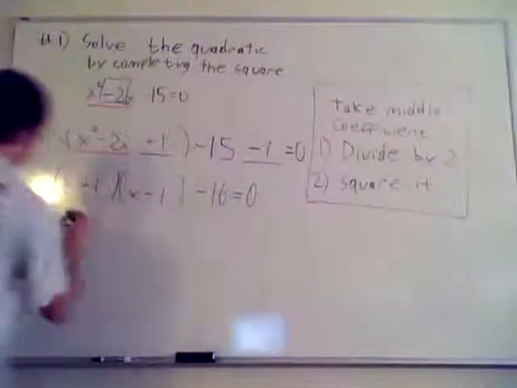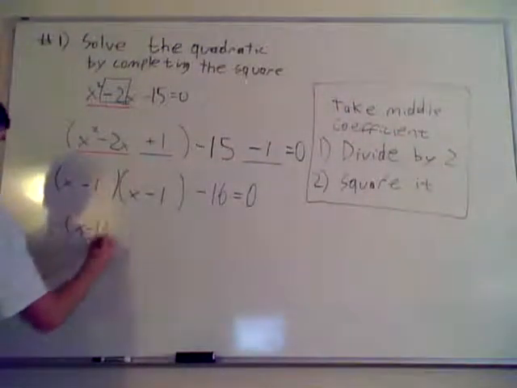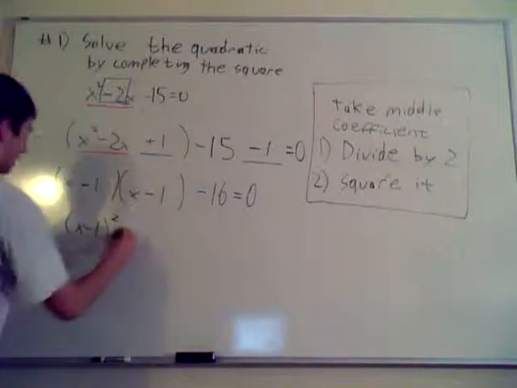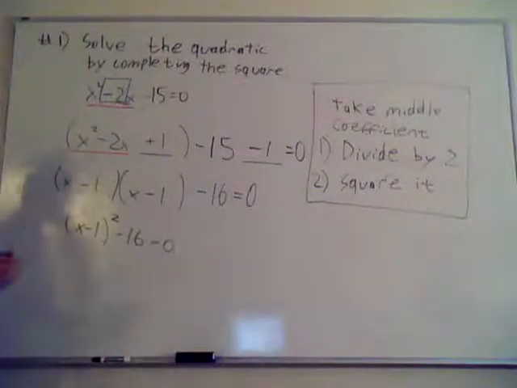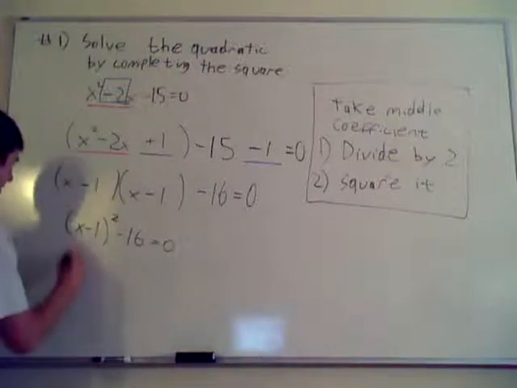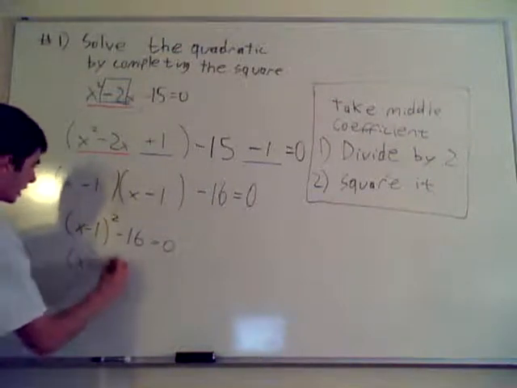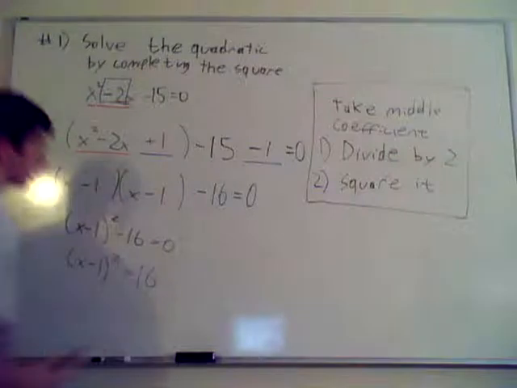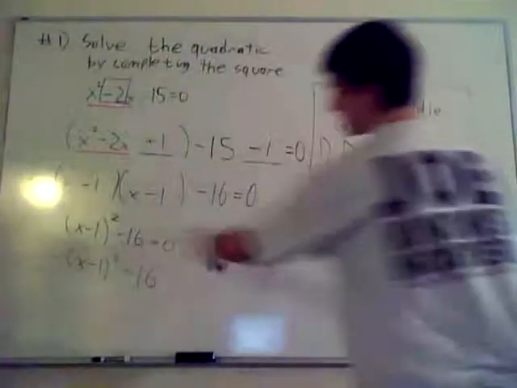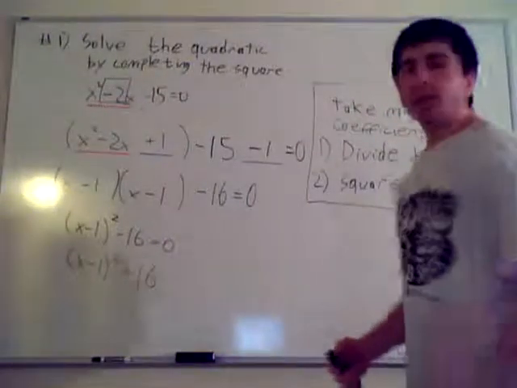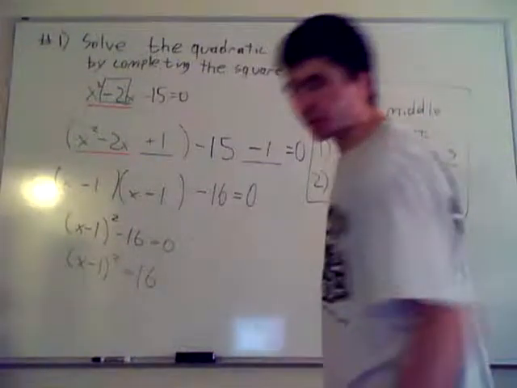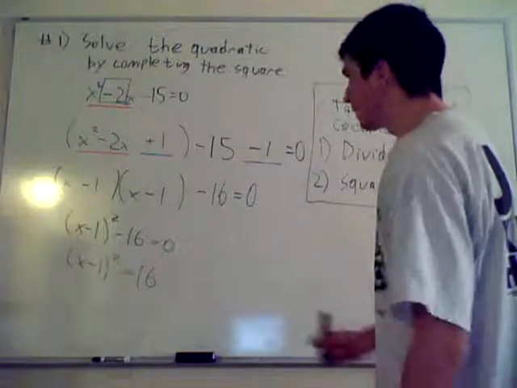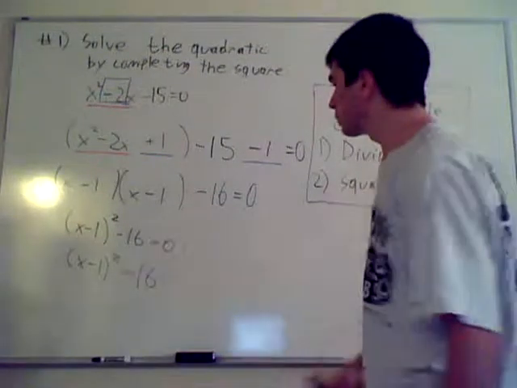So it's the same thing as writing x minus 1 squared, like so. And then you have minus 16 equals 0. Now you can work with this and say that x minus 1 squared equals 16. So what I did, I moved the 16 over there because I added it to both sides. And now to solve for x, because that's what you have to do, I'm going to take the square root of both sides.